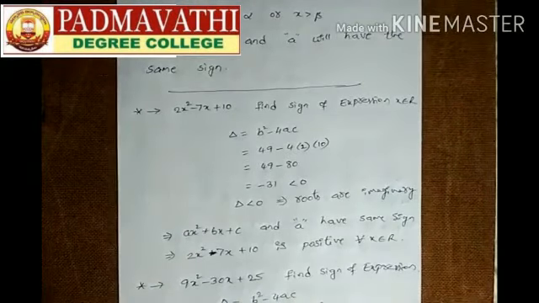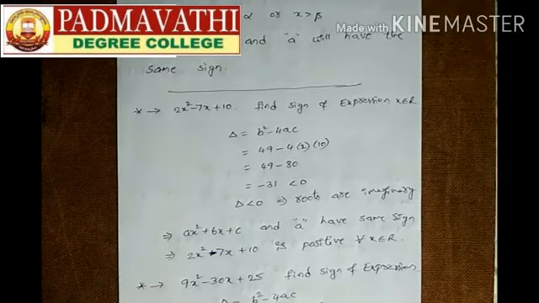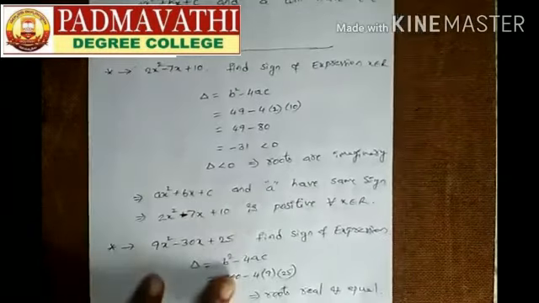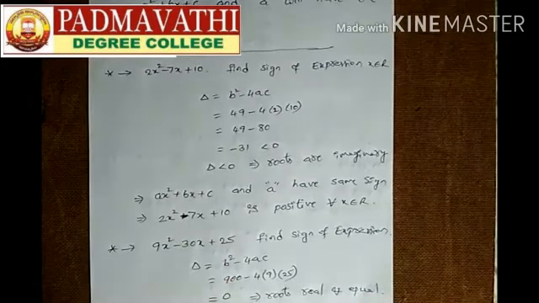2x square minus 7x plus 10. This is the given expression. Find the sign of the expression for all x belongs to R. Means when you are choosing the x value from real numbers, then what will be the sign of this expression? So for this, we need to find the discriminant value.